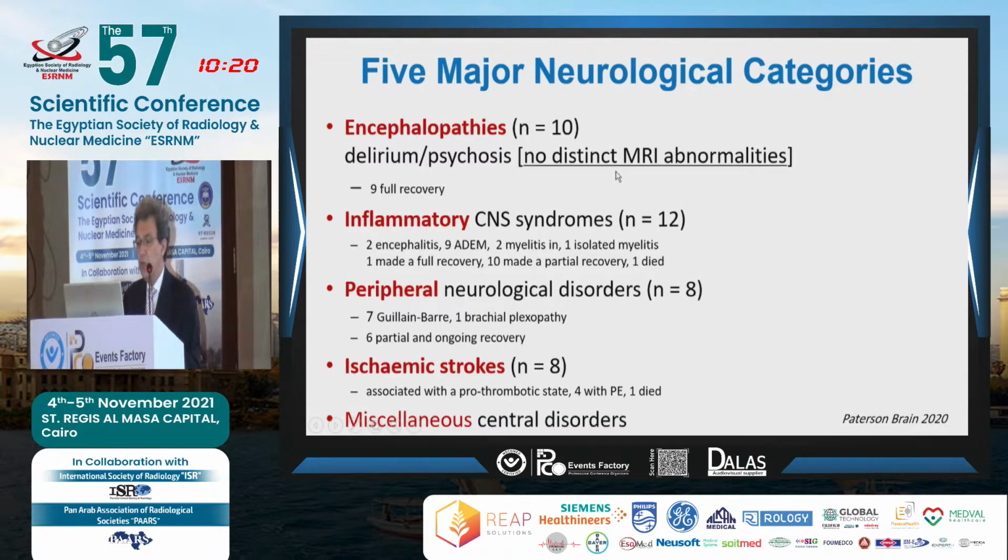Encephalopathies, usually not associated with any distinct MR abnormalities. Inflammatory CNS syndromes include encephalitis, ADEM, myelitis, and so on. Also peripheral neurological disorders and ischemic stroke. So I'll start with inflammatory, something brief on the peripheral neurological disorders, and then more extensive on the ischemic stroke.